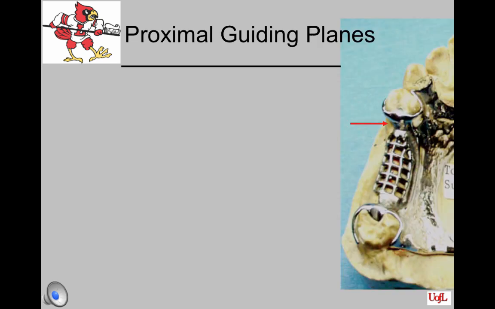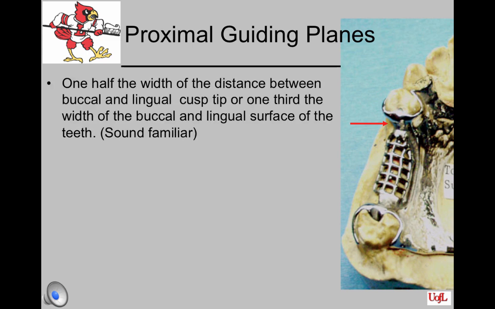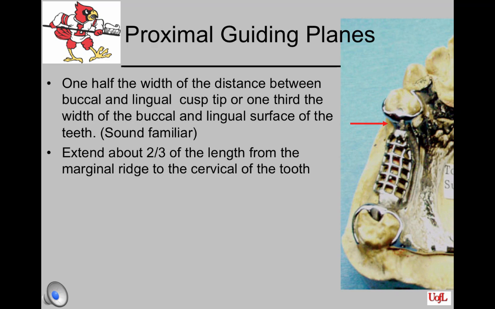The proper dimensions of the guiding planes are, 1, it is 1/2 the width of the distance between the buccal and lingual cusp tip, or 1/3 the width of the tooth from the buccal to the lingual surface. It extends about 2/3 of the length from the marginal ridge to the cervical of the tooth, providing you don't have to mutilate the tooth in order to get that type of length. It often extends only 2 millimeters in width from the marginal ridge to the cervical portion of the guide plane on an extension-based partial denture, but on the tooth-supported partial denture you want a little longer guide plane of about 4 millimeters in width.